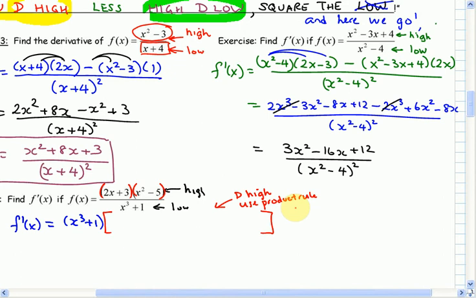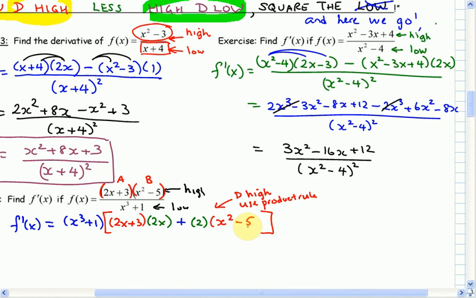Tony, you with me? Okay. Show me that you're with me. So, D of high using the product rule means this. I need my A, I got my B, and then it's A, B prime. So A, B prime is 2x plus, what's the product rule again? A, B prime plus A prime B. Good, so A prime would be 2. B is just x squared minus 5.